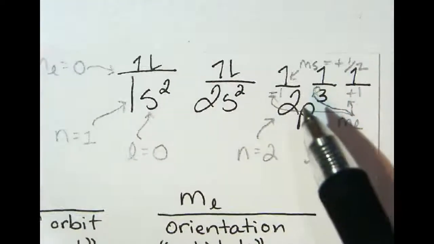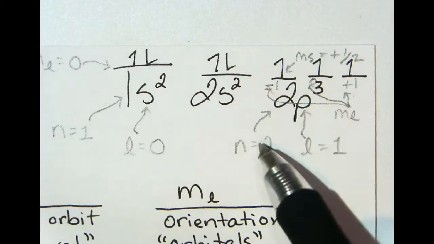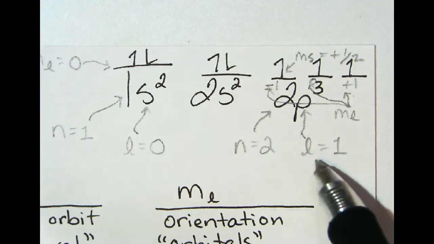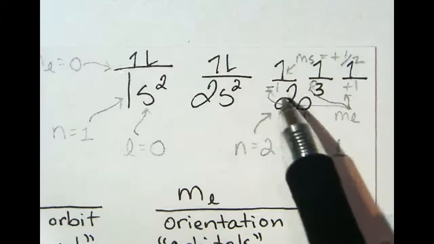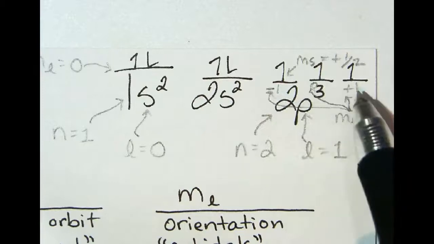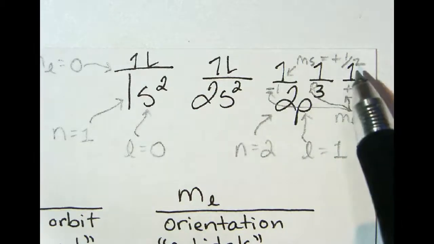If I look at the 2p3 that I have drawn here, n is equal to 2 because of that 2 right there. The p tells me L is equal to 1. L equal to 1 can have a range of -1 up to +1, which is 3 orientations. That's why we have 3 blanks. And then because each blank only has an up arrow, they each have an MS of +1/2.